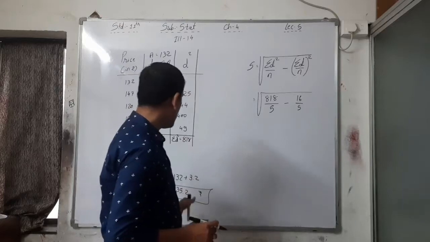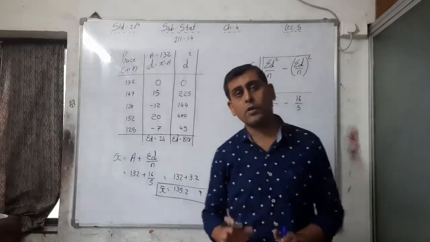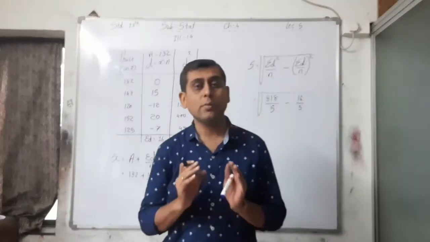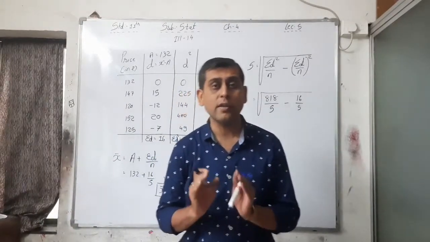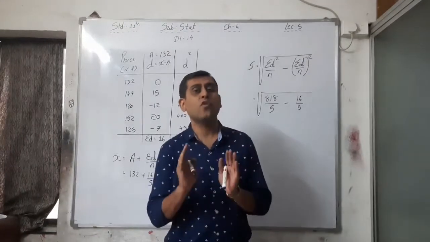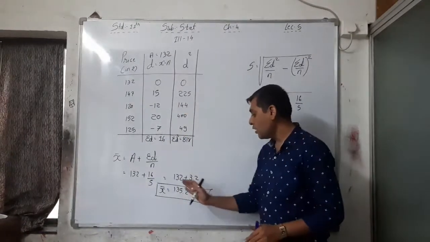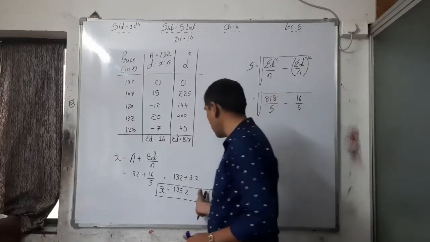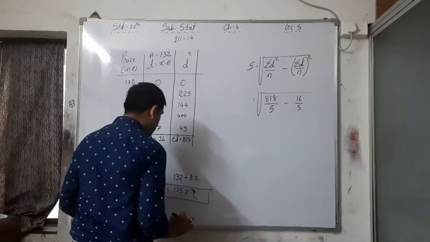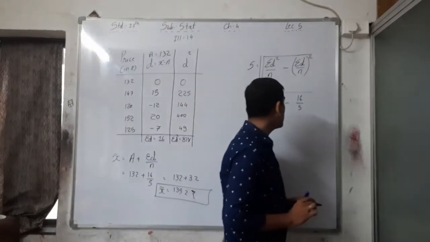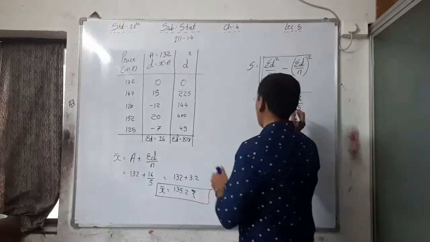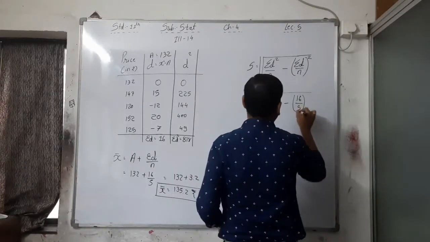Okay, 135.2. See, it is not important here because we don't have to take sigma x square upon n minus x bar all square. Here we have to take the shortcut method. So here x bar is not important, but for your information I am doing that. Your x bar is equal to 135.2 rupees. Now see here, 818 divided by 5 minus 16 by 5 all square.